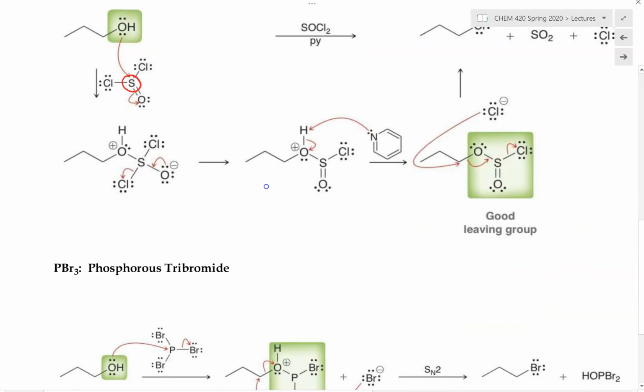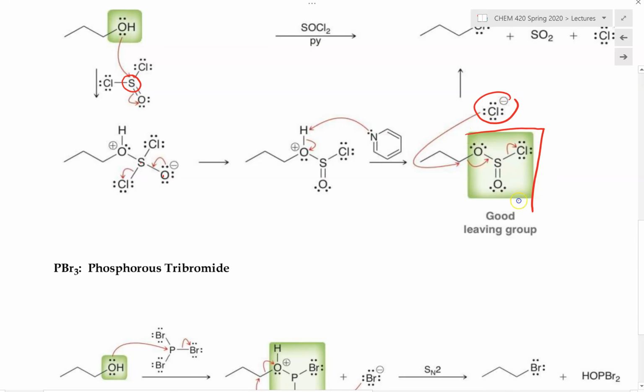And the product of this step is as follows. This is not a very stable molecule. So what will happen is that the electrons will go back down to form the double bond to the sulfur, and this will then eliminate the chloride, making this chloride fall off, restoring the double bond between the sulfur and the oxygen, followed by the proton transfer. And we still have our chloride floating around in solution.